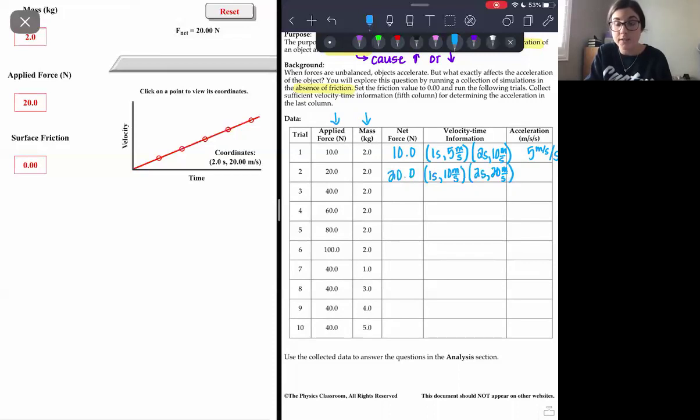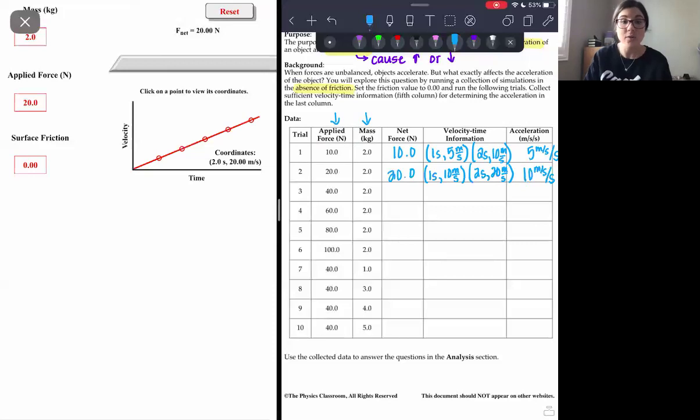Before I went from 5 to 10, which is why I increased 5 meters per second in 1 second. Here, I'm going from 10 to 20. So now I'm increasing 10 meters per second in 1 second. So my acceleration is 10 meters per second per second. So this block is going to go 10 meters per second faster every single second it's experiencing this force.